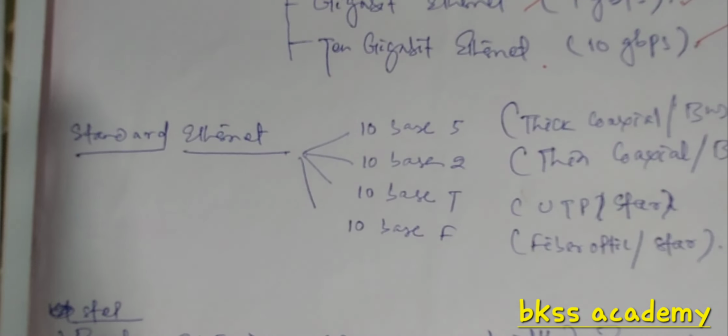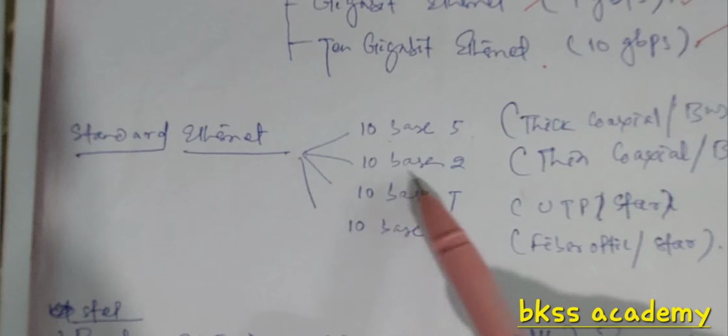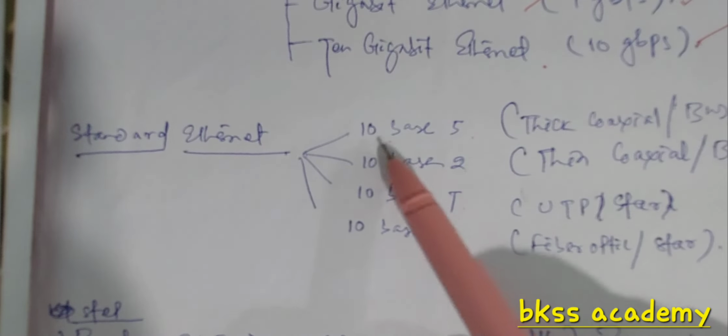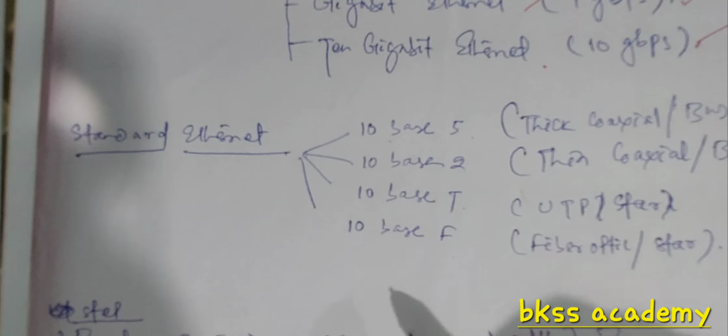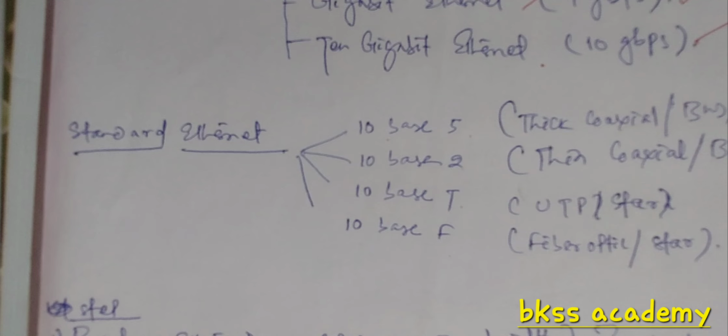Standard Ethernet is of four kinds: 10Base5, 10Base2, 10BaseT, and 10BaseF. 10Base5 means thick coaxial bus. 10Base2 means thin coaxial. 10BaseT means UTP or star. 10BaseF means fiber optic cable.